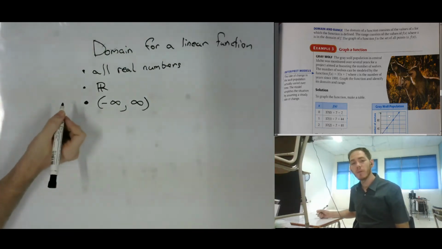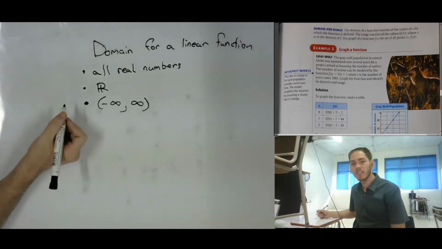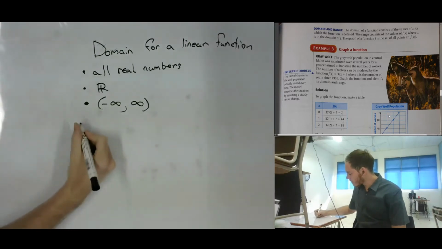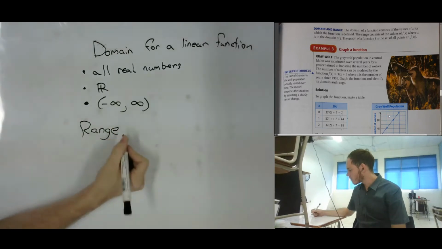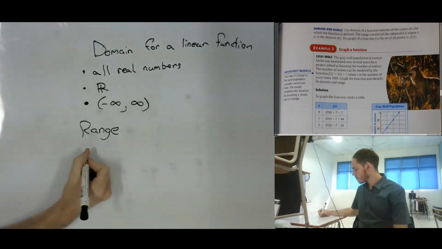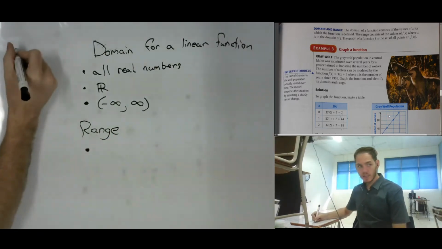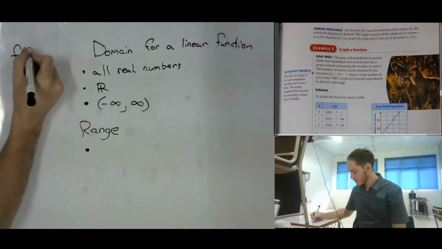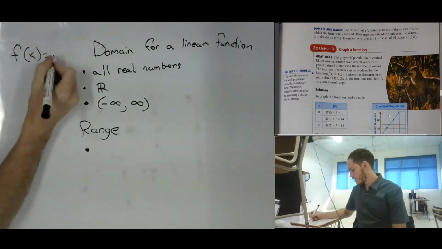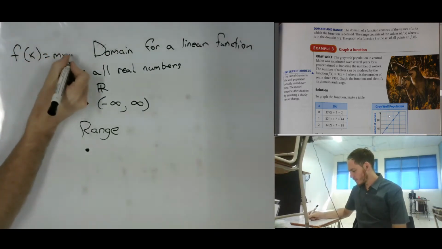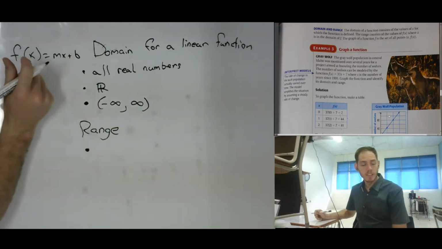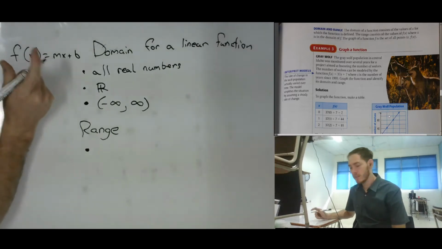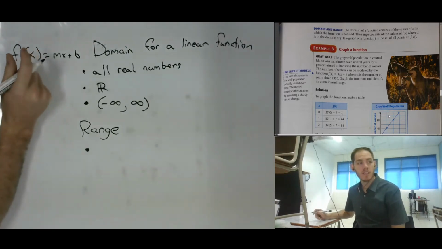Well, if the domain is all real numbers, what would be our range for a linear function? Well, let's ask the question. So this is for f of x equals mx. Is there any number that our function can't reach? Like if you tried to solve it for something, it wouldn't work.